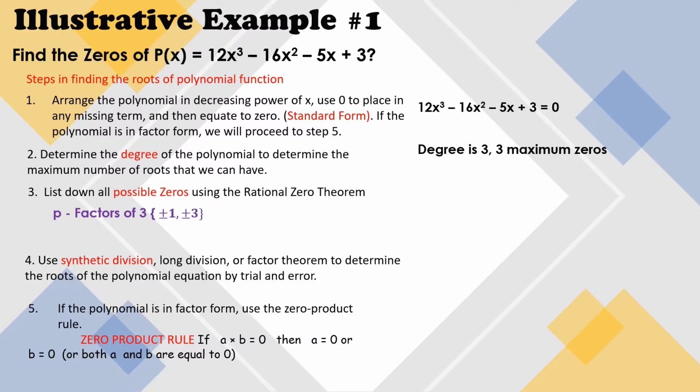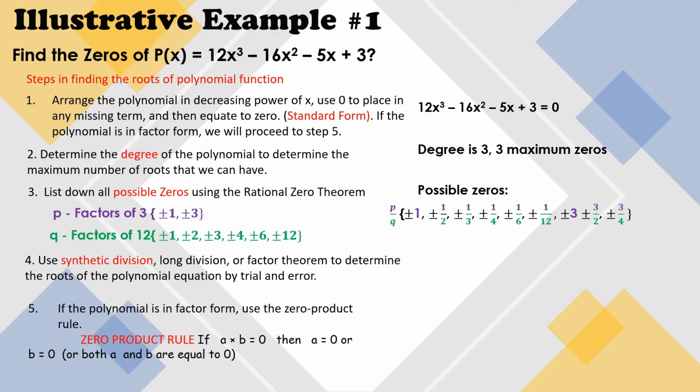And the factors of the leading coefficient, which is our q, and in our example, these are the factors of 12, which are positive negative 1, positive negative 2, positive negative 3, positive negative 4, positive negative 6, and positive negative 12. And to get all the possible zeros, all we have to do is to make a number composed of p over q, and we will have the following.